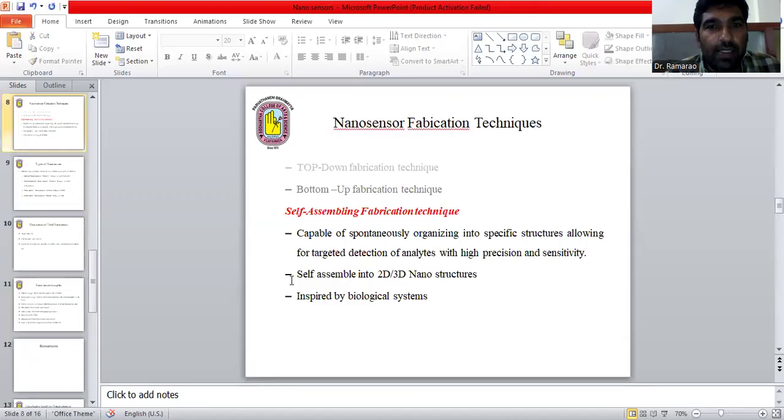So the third one is self-assembling fabrication technique. The nanostructure takes advantage of the ability of particular polymers or molecules to self-assemble into 3D nanostructures. The specific structures and types of molecules are used to create different characteristics and specifications. This method is inspired by the biological systems within nature, which use chemical forces to create all structures necessary in life.